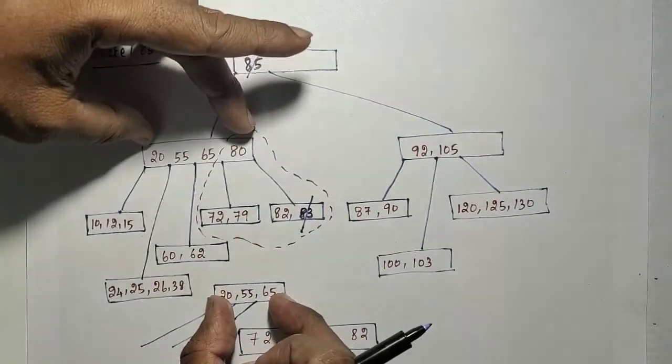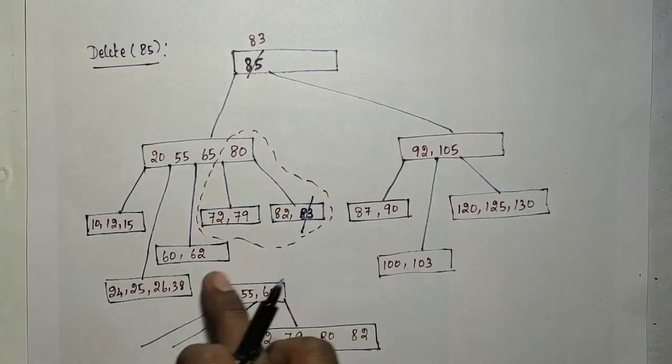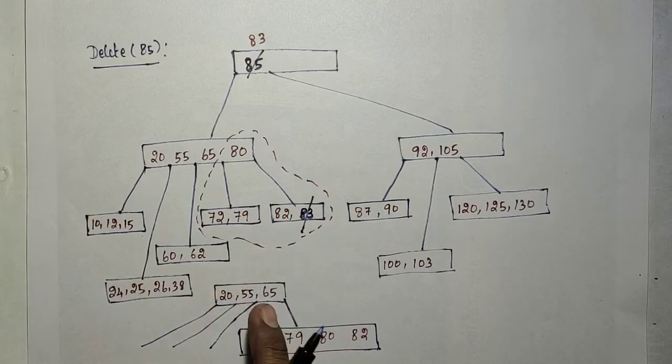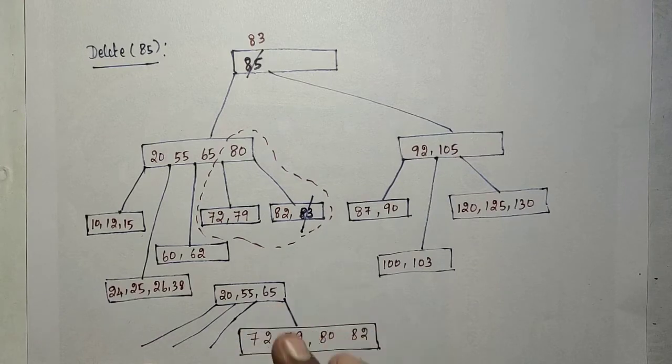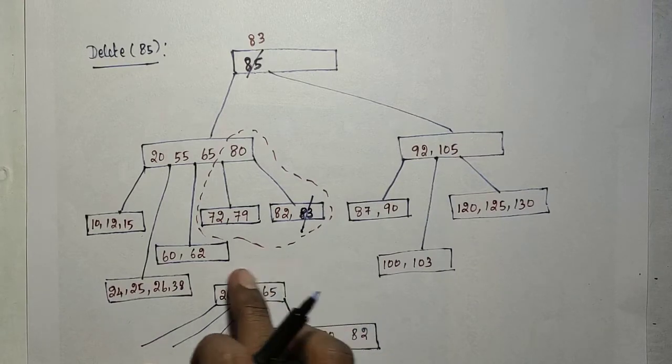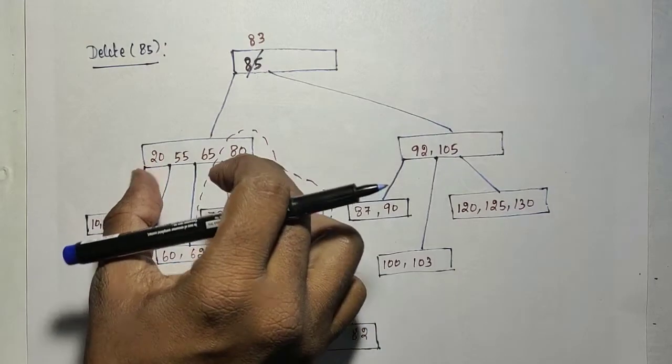Now this has to be substituted. I need to check the parent also, whether it is getting balanced or goes underflow or not. Okay, here it has a sufficient number of elements, so we can stop. So this needs to be substituted.